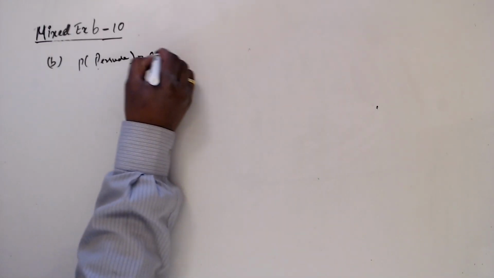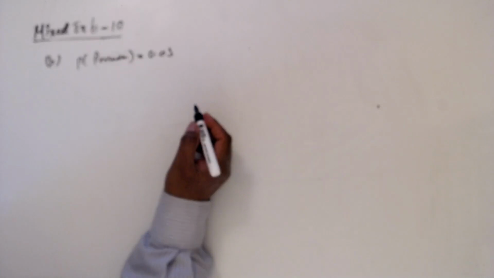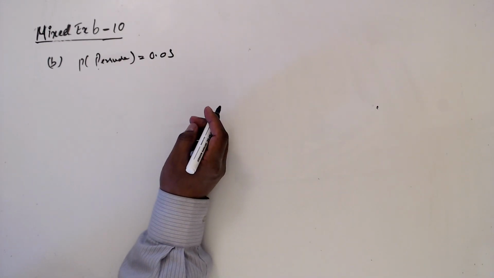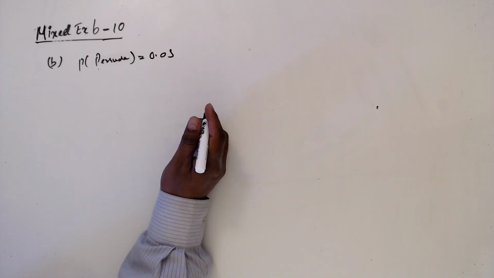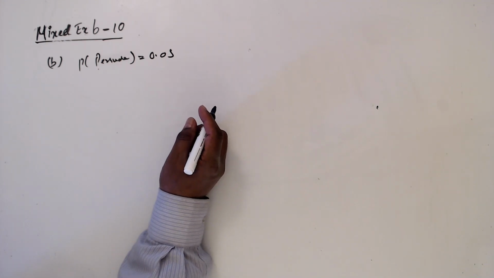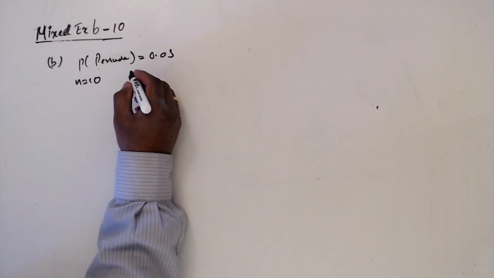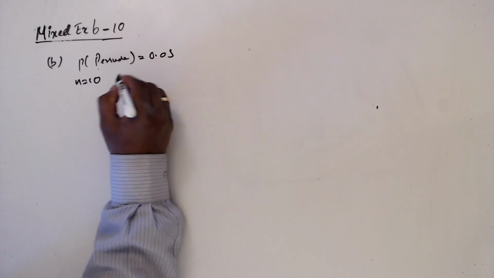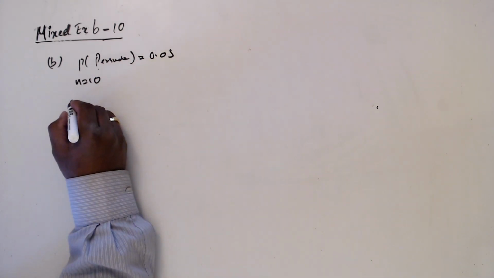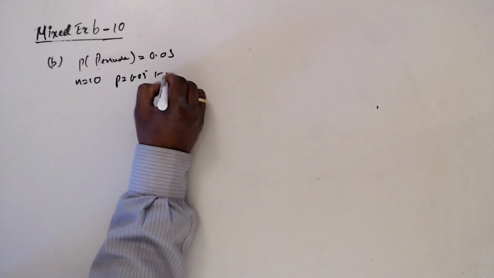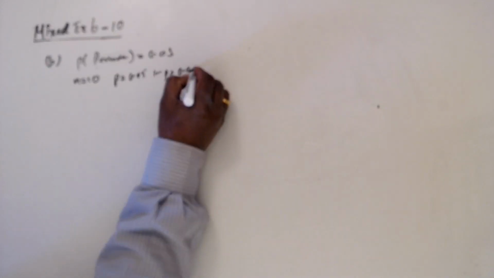Probability of persuade 0.05 when they go to a house, and find the probability that at least 2 success out of the first 10 houses. So n equals 10, at least 2. So p is 0.05, 1 minus p is 0.95.